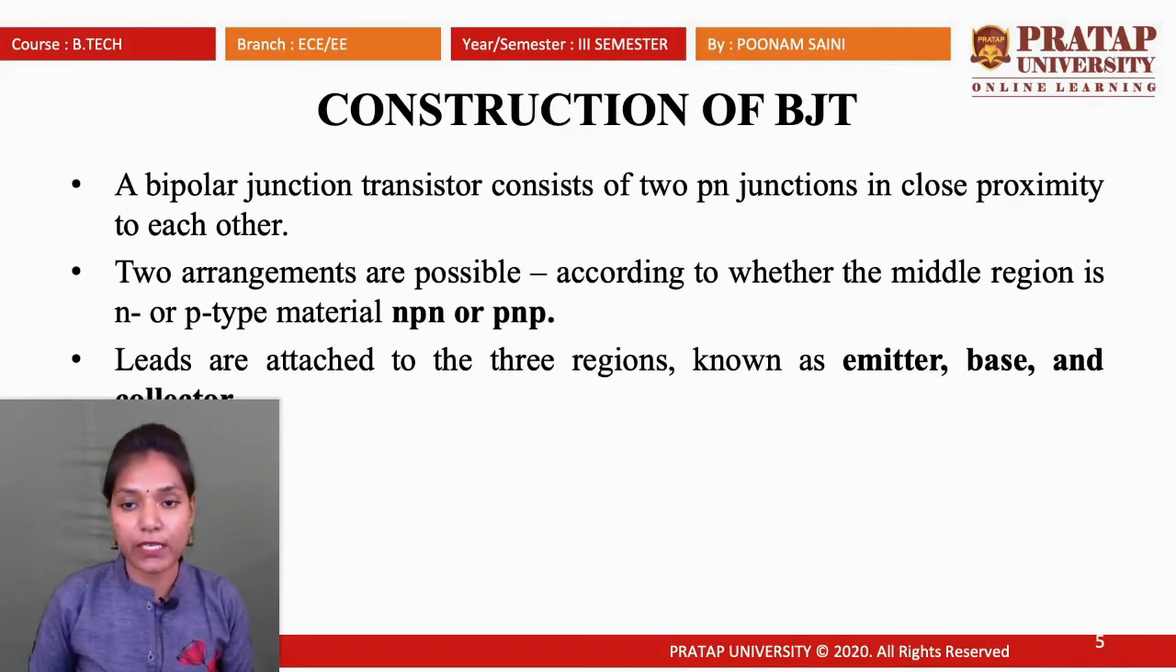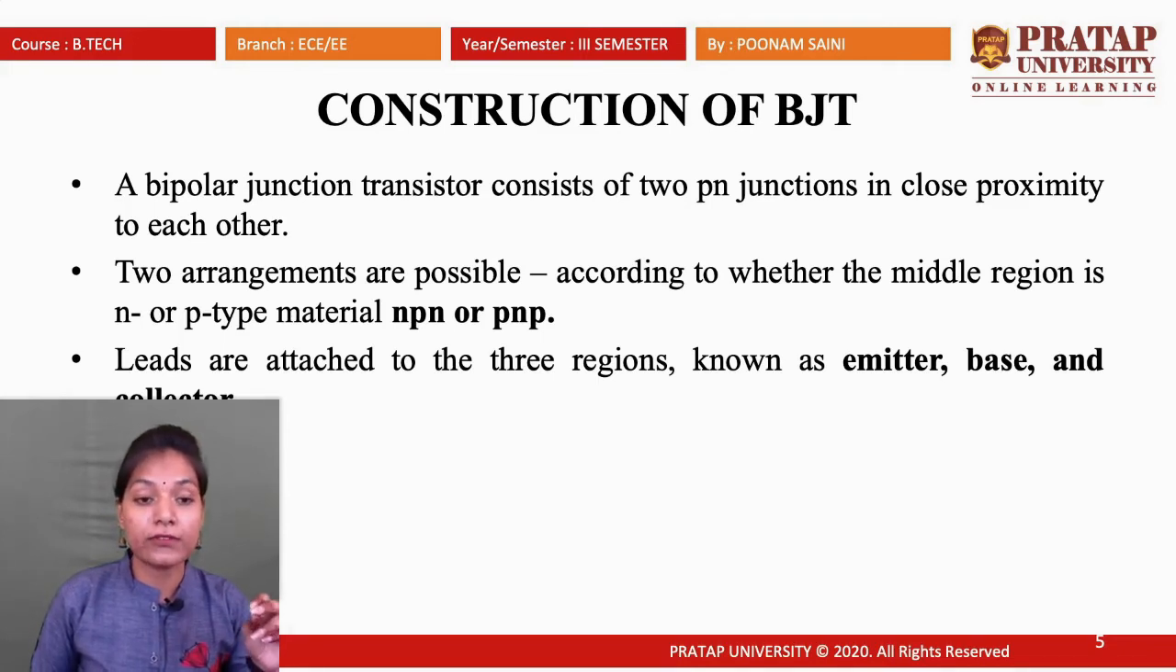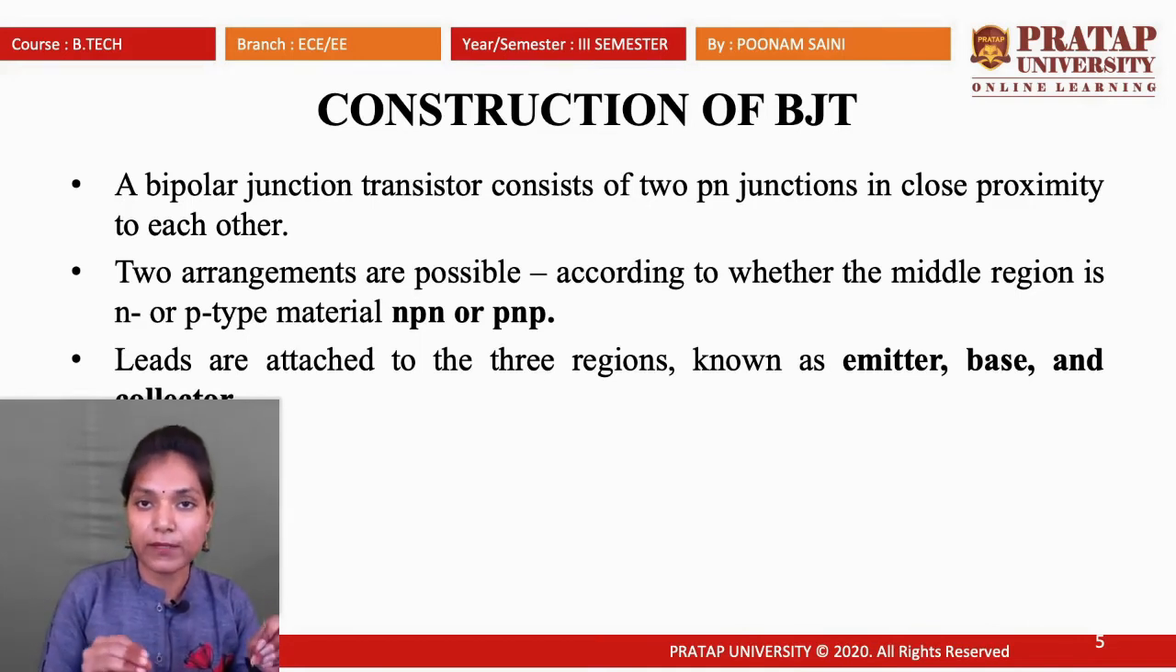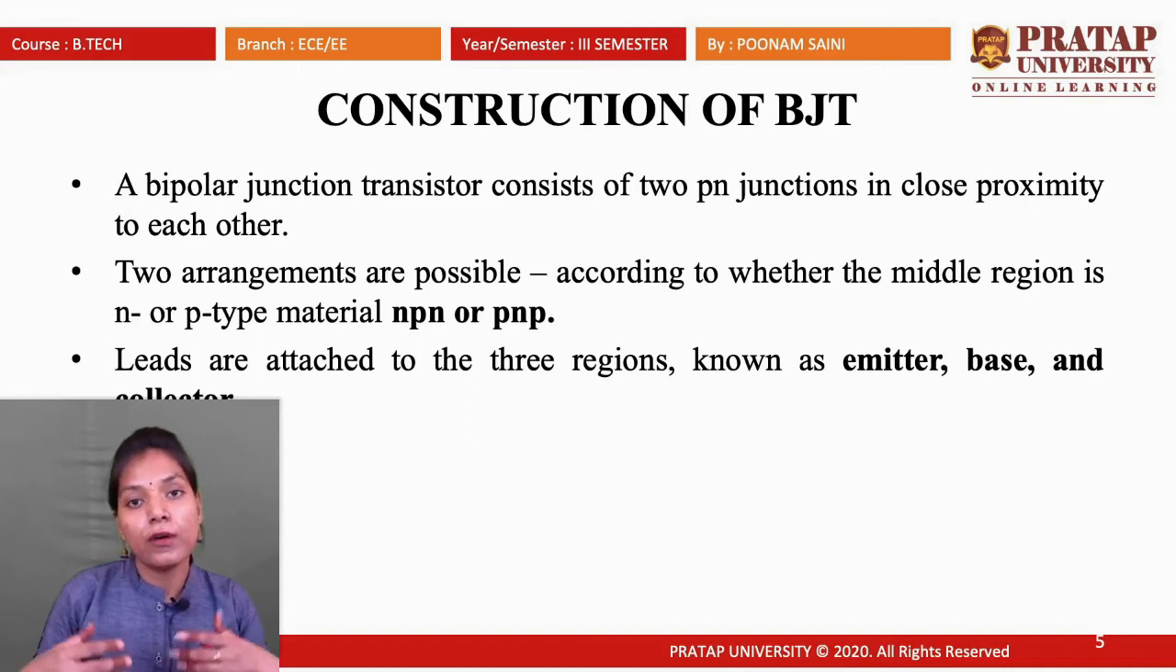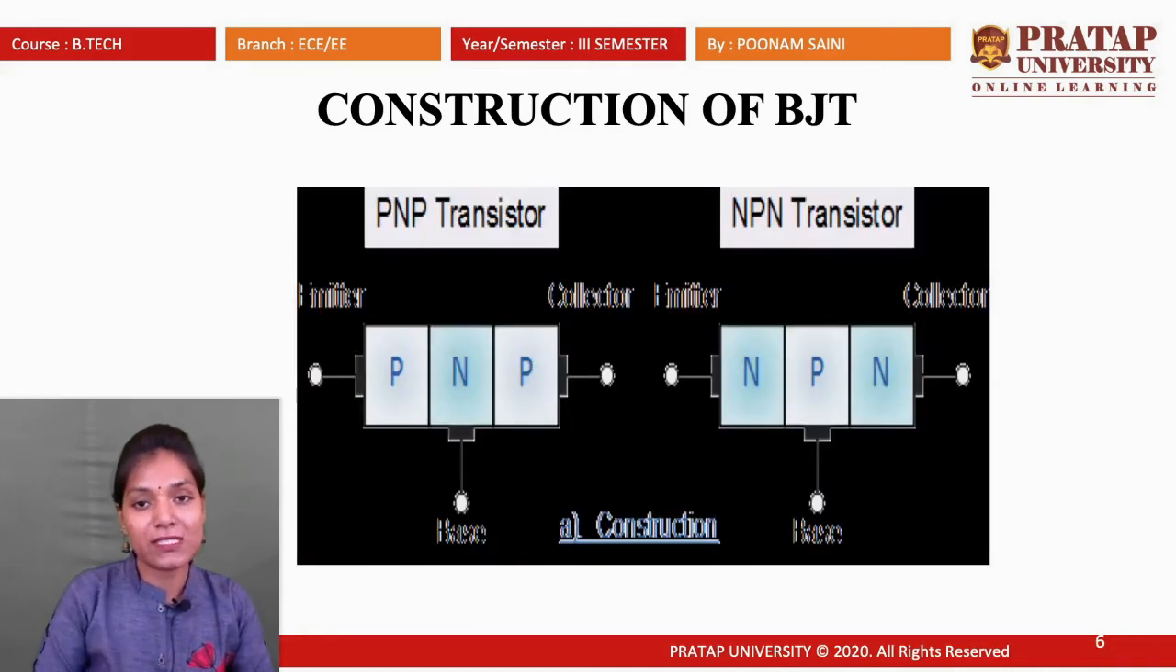First is PNP and second is NPN, and the three regions of the transistor are known as the emitter region, base region and collector region. So we can give the input through the emitter-base and collect the output through the collector region. So this is the construction of a BJT.